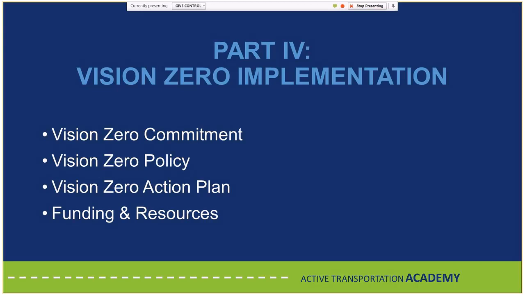At the end of this part, you're going to understand the steps, the policies, and the action plan elements. We're going to have 2 interactive activities as part of this part. First we'll evaluate Vision Zero action plans and policies from other communities. Then we'll also review some different funding sources and resources that are available for implementation.